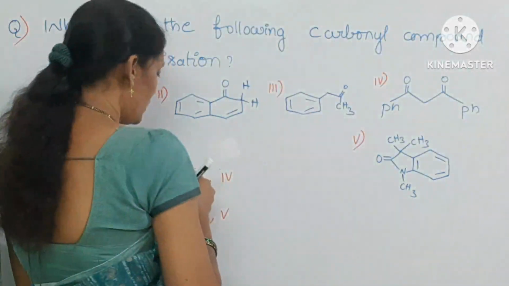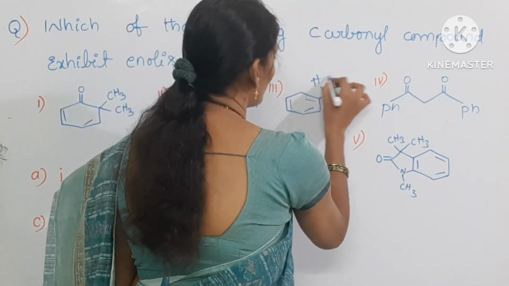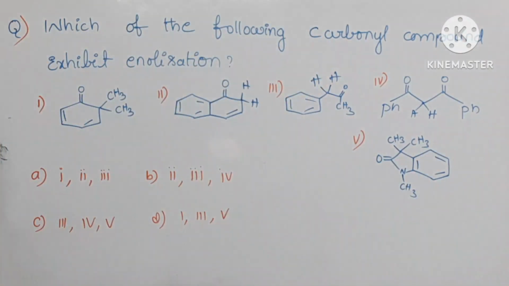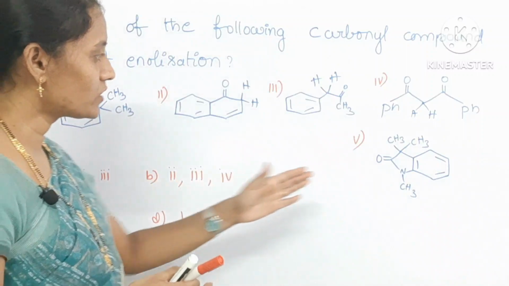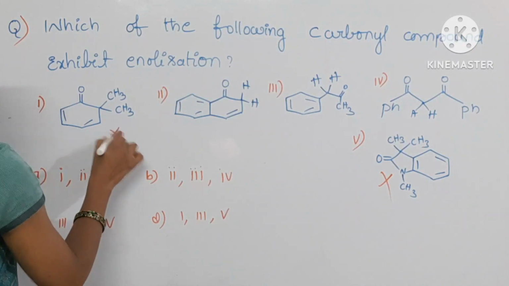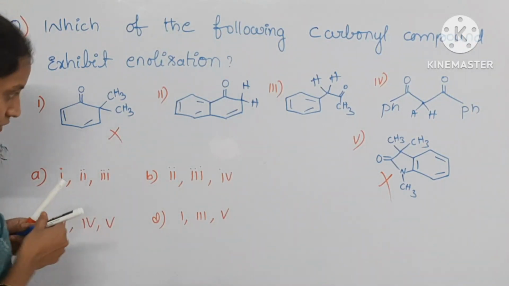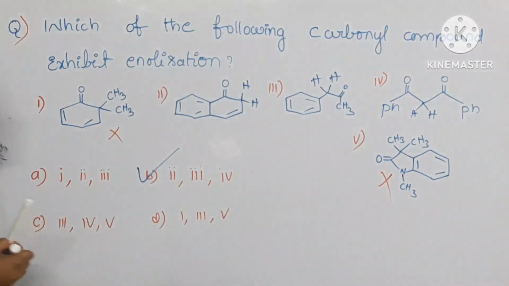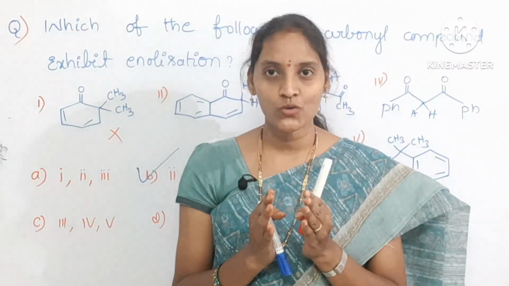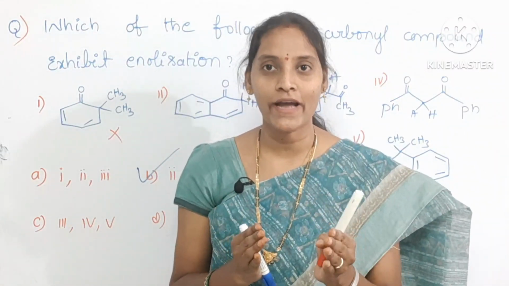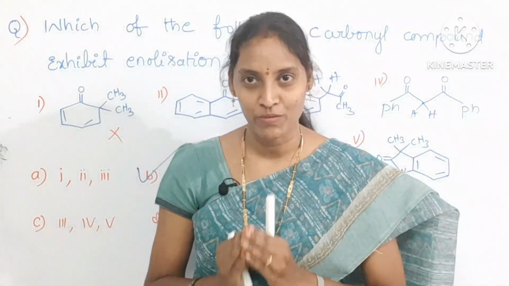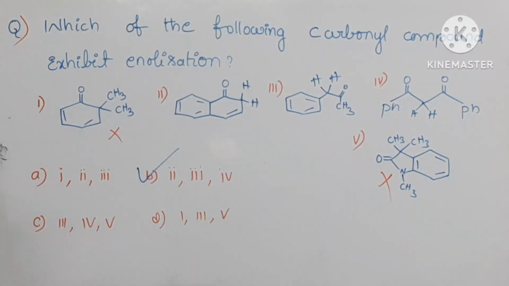Here it is possible, and also here, see, here two hydrogens are also there, here the adjacent carbon atom also has alpha hydrogen, but here there is no hydrogen. This one is not possible, this one also not possible. So 2, 3, 4, in which option did you get? C, B. For exhibiting enolization, the adjacent carbon of the carbonyl must possess hydrogen, then only it will show enolization. Remember this one. Then we will move to the next question.